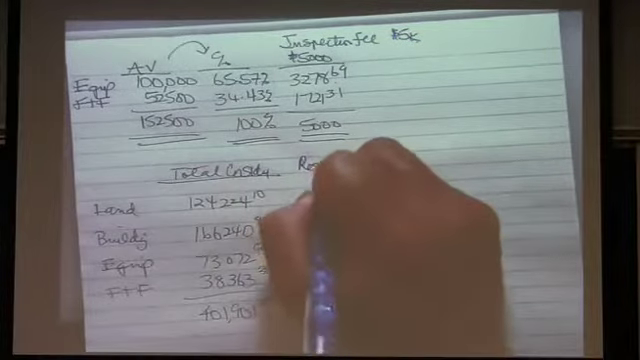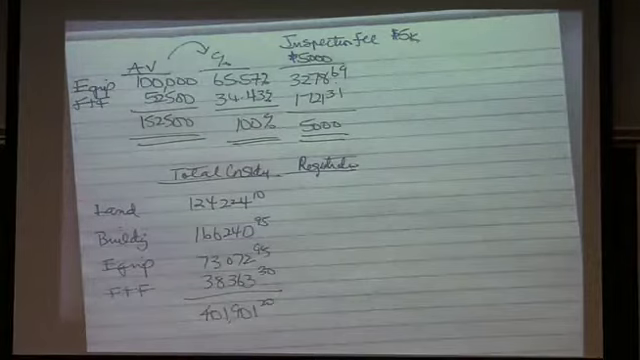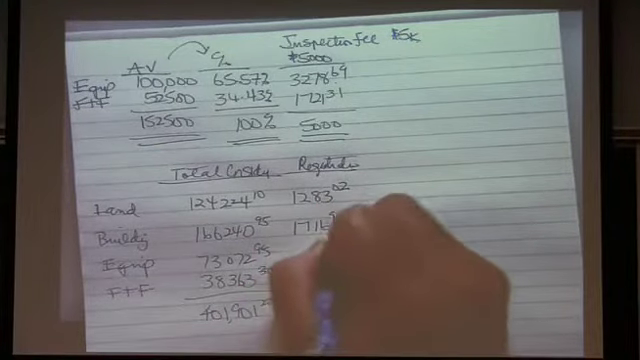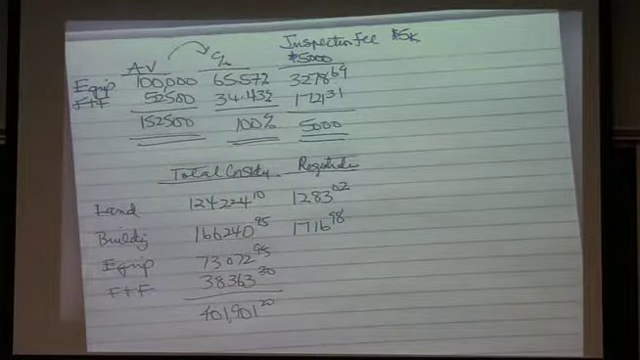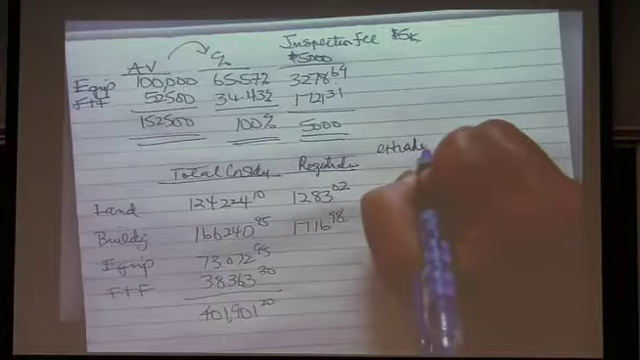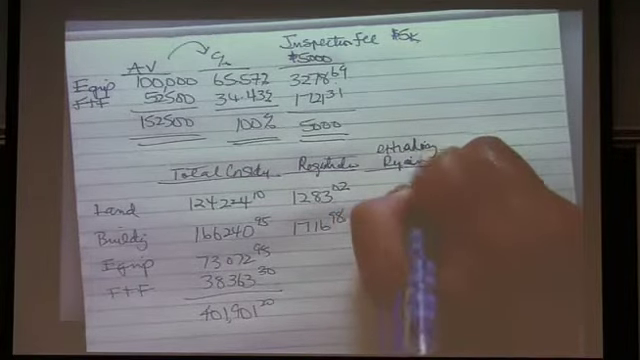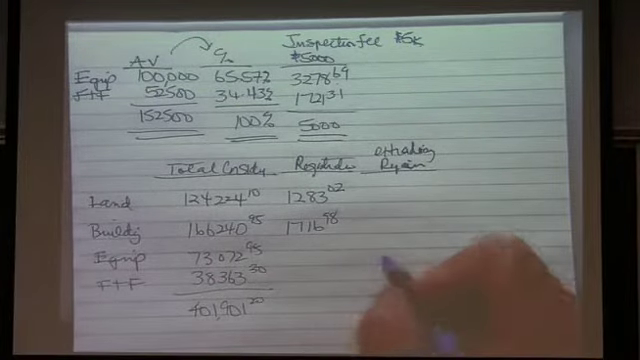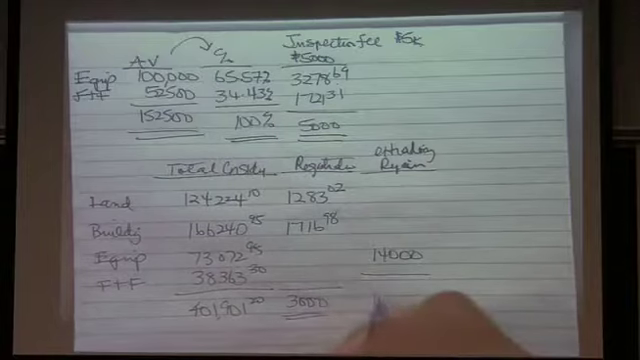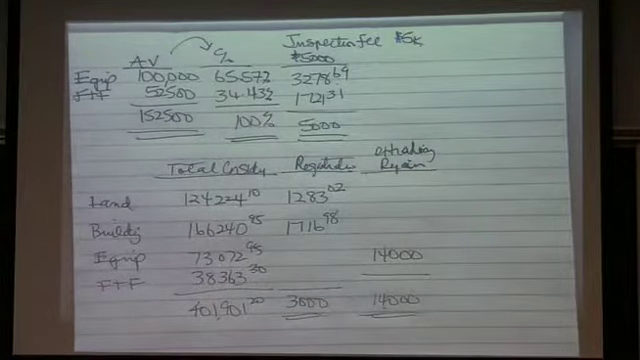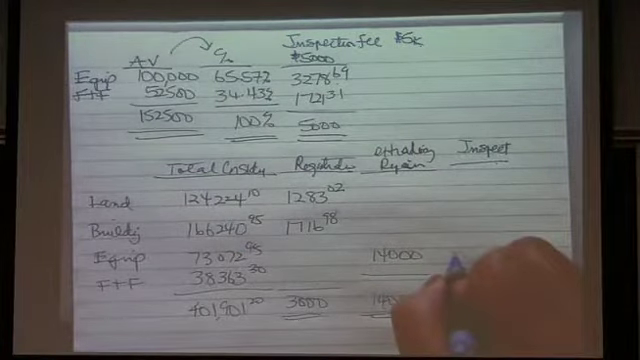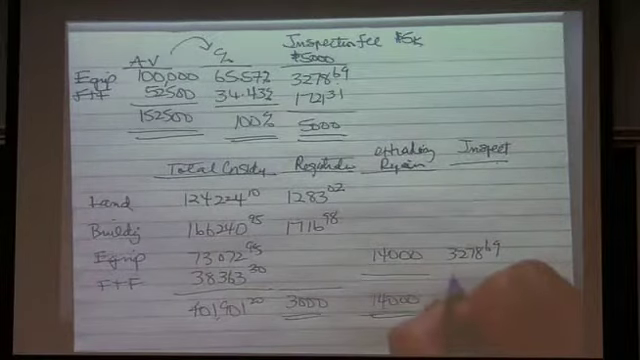Then we had registration. Registration, we know that it only was for land and building. Then we're told that we've got extraordinary repairs for the equipment. Extraordinary repair was only for the equipment, so we're going to add that to the equipment. That was for 14,000. Then we had inspection, right? Inspection was only for the equipment and furniture and fixtures.